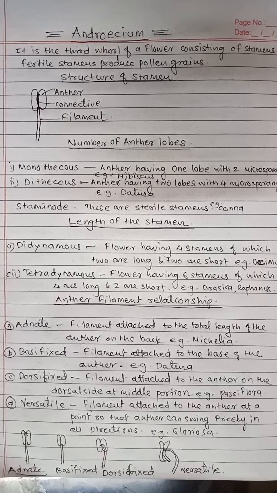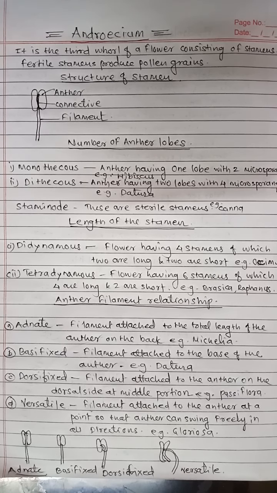Then what is staminode? Staminode is the sterile stamen which does not take part in reproduction and does not produce any pollen grains. The sterile stamen is called staminode. Such type of sterile stamens are found in canna.